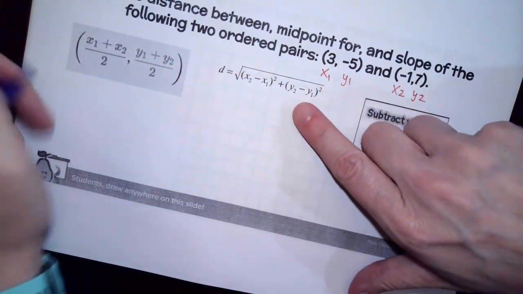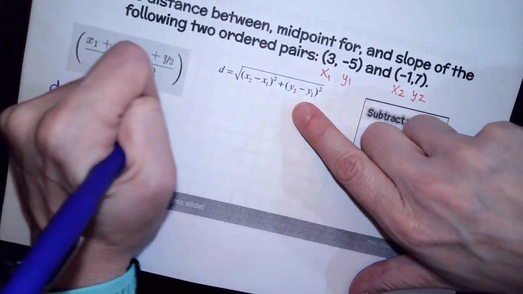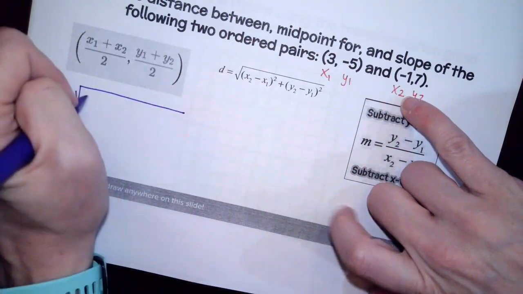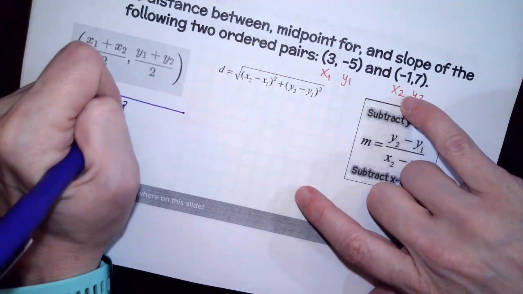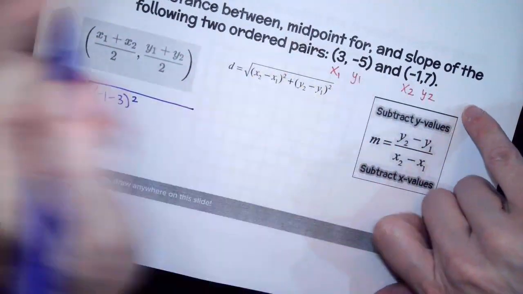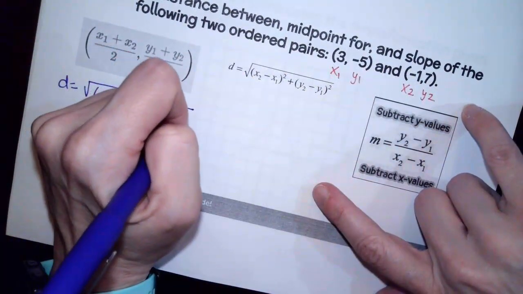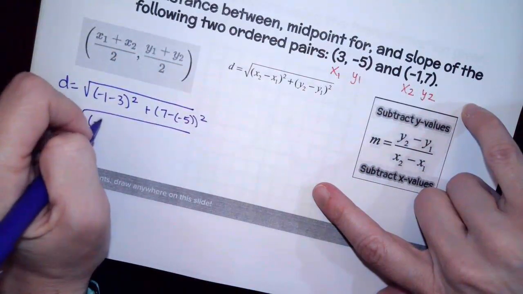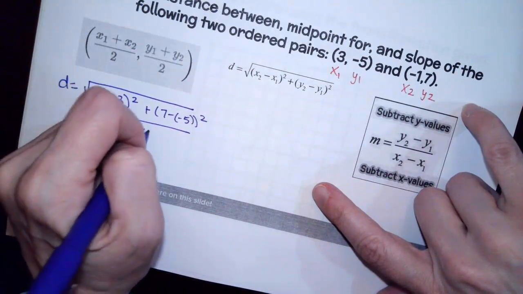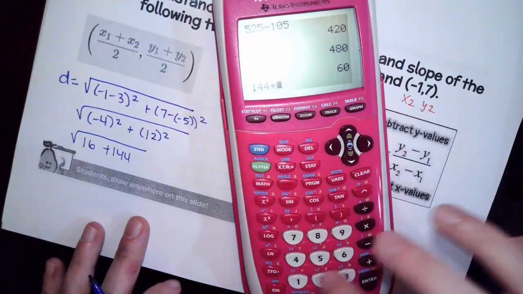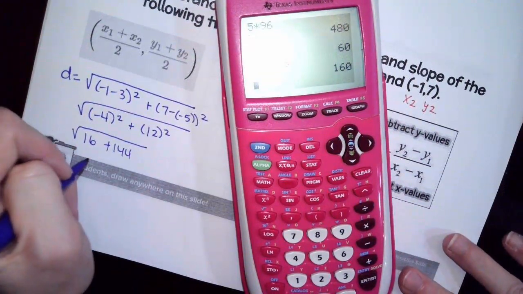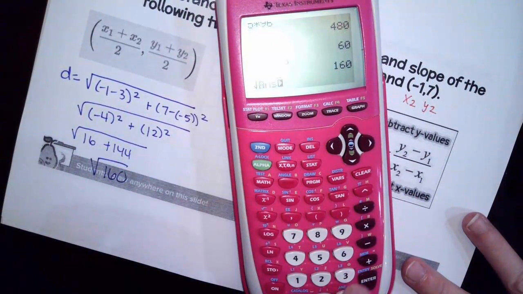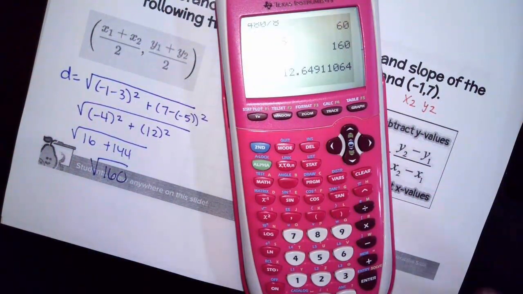Alright, if I do my distance formula first, that's going to be what? Negative 1 minus 3, and parentheses squared, and then 7 minus negative 5. Alright, so that will give me negative 4, and then 144 plus 16 is 160. And then let's square root that, and we get, how about 12.7?